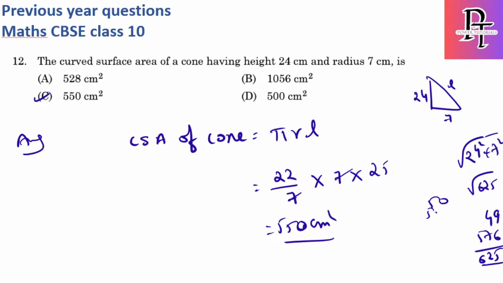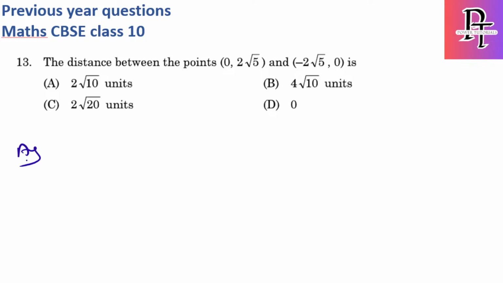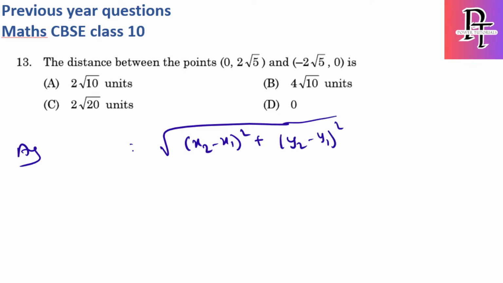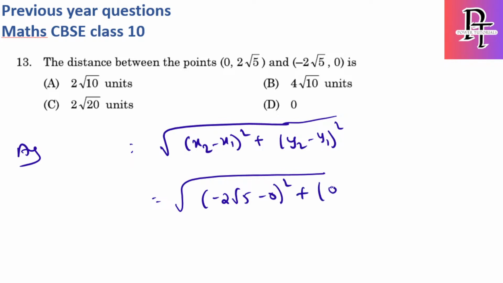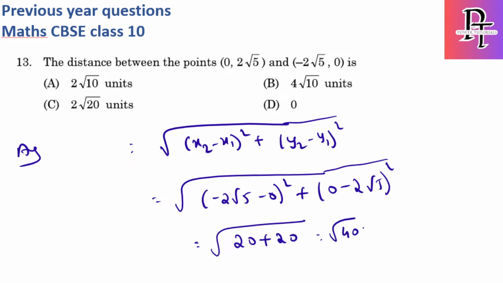So 13th one. The distance between 2 points they are asking. So distance between any 2 points, the formula is root of (x2 minus x1) whole square plus (y2 minus y1) whole square. Substitute the same. X2 is minus 2 root 5, x1 is 0, whole square, plus y2 is 0 minus 2 root 5 whole square. Which is nothing but 4 into 5, which is 20 plus 20, which will be root 40. If I take 2 outside, it becomes 2 root 10.